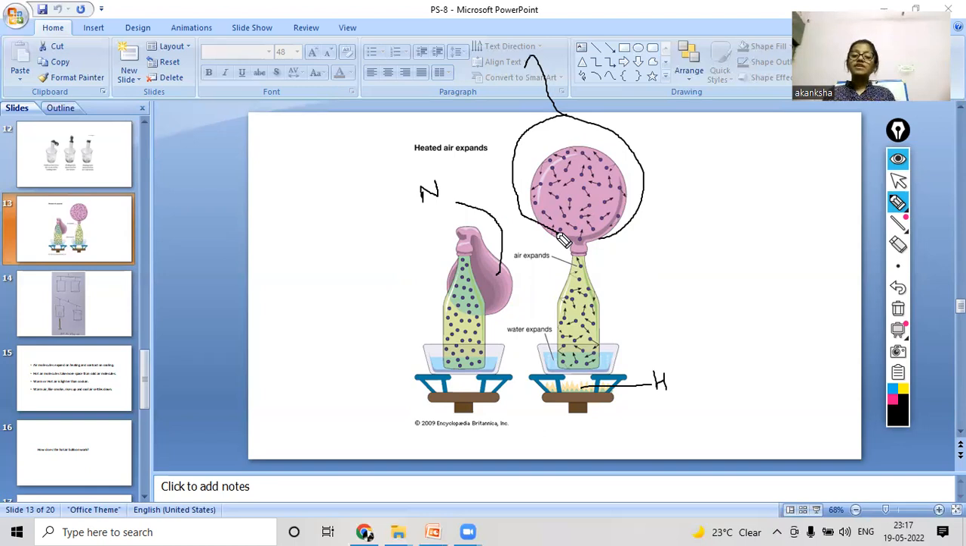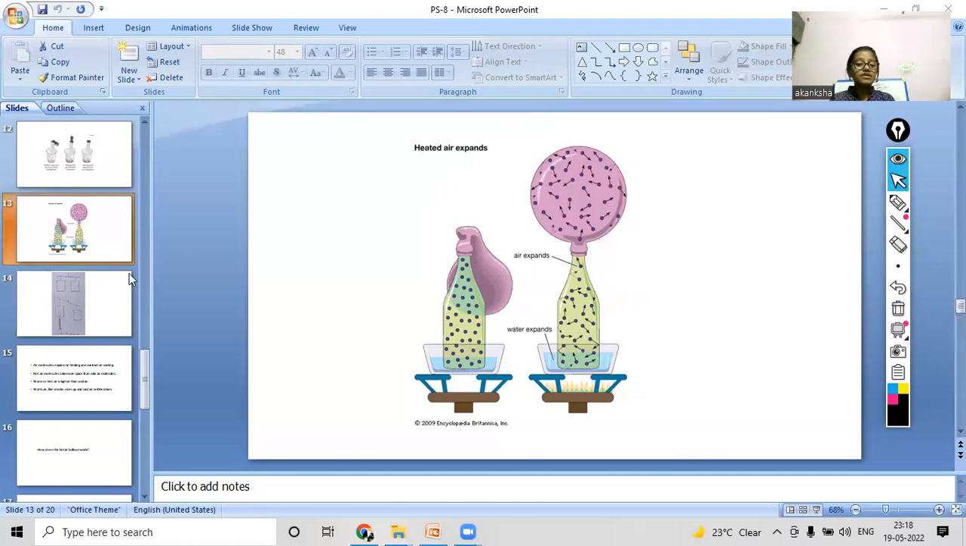So what we can say is that the heated air, as there was air inside this bottle, and when we heat the container, the air also gets heated and expands. When it expands, it fills up the balloon and the balloon gets inflated. So this is the main activity, and this is what we are going to study, that heated air expands, right? So this is our third topic for today.